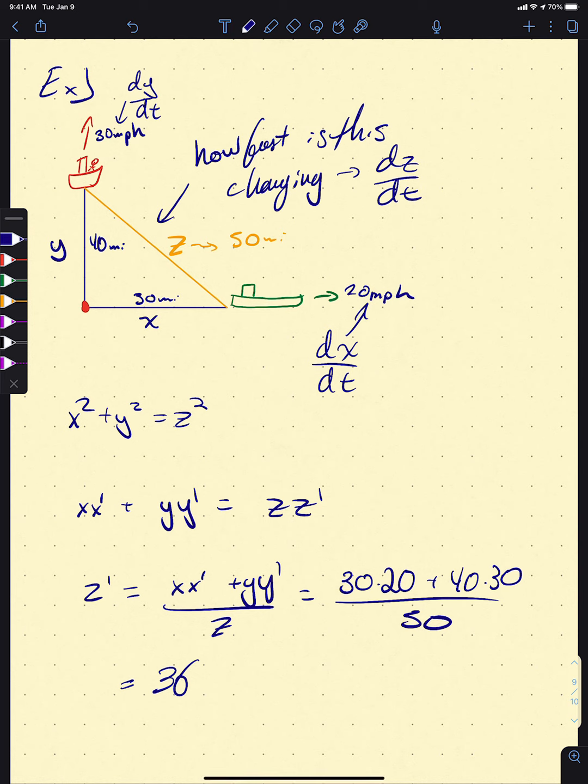So that means that the distance between the ships is moving apart at exactly 36 miles per hour. That's sort of the power of these related rate situations. It allows you to look at how quantities are changing in more real world environments where you have more than one variable and they're all changing with respect to time. All right, so that's going to cover it for this part.